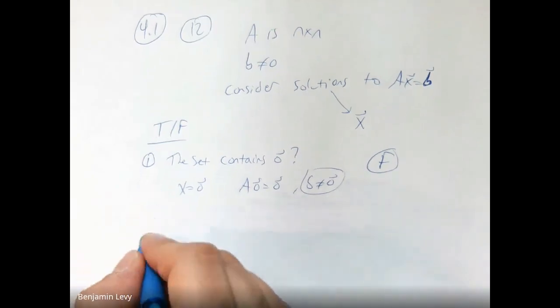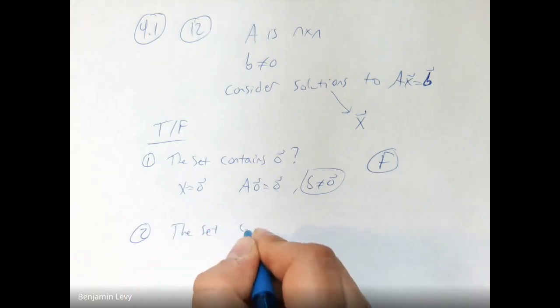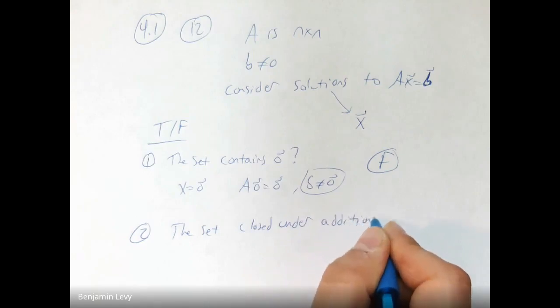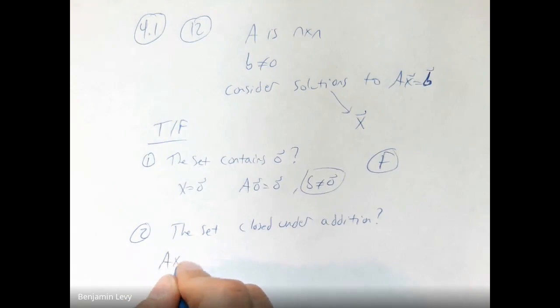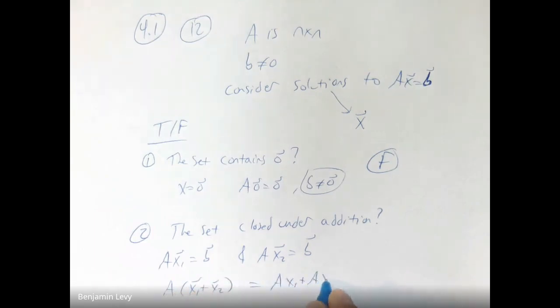So the second one says the set is closed under addition, question mark. And so let's pick two vectors in the set. So let's say A x1 equals b, and let's say that A times x2 also equals b, right? So this is two separate things being sent to b. What happens if we add them together and then multiply by A? Each one of those things equals b separately, so we're going to get b plus b, which is 2b.